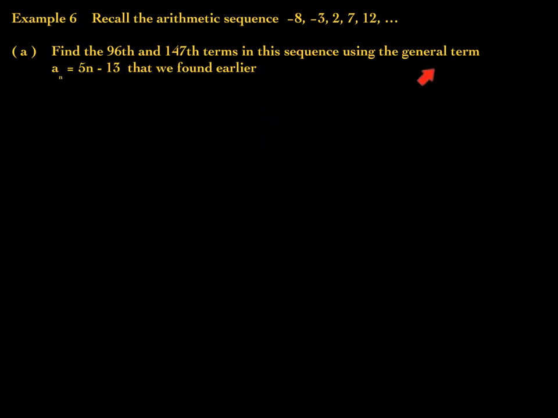But if we use the general term that you and I found earlier, we could jump to the 96th term and the 147th term without needing all of the previous terms. So, let's do it. When you say find the 96th term, that means you're going to find a sub 96. That's the 96th term. Now, when you say a sub 96, that means you're letting n be 96. So right there, you're going to plug in 96 for n. So it'll be 5 times 96 and then minus 13.